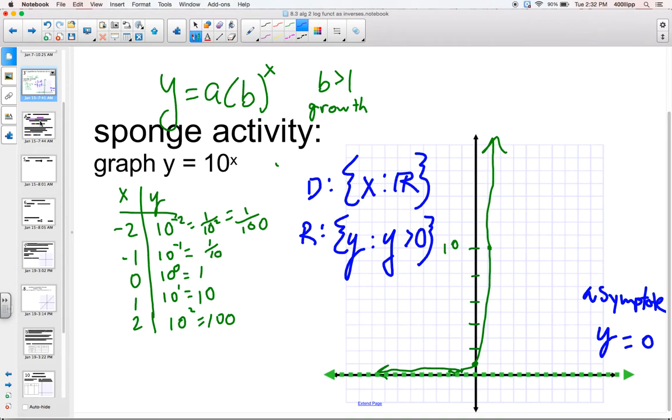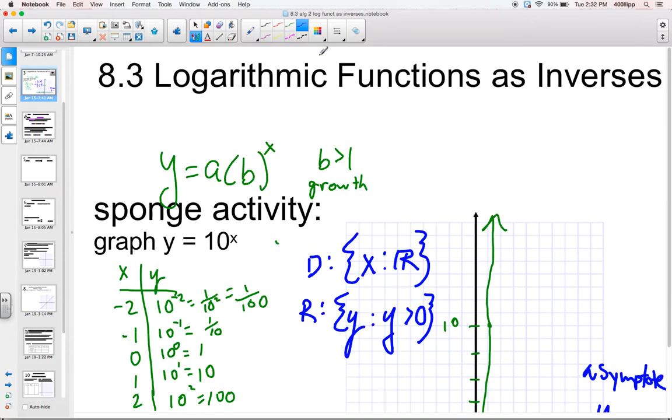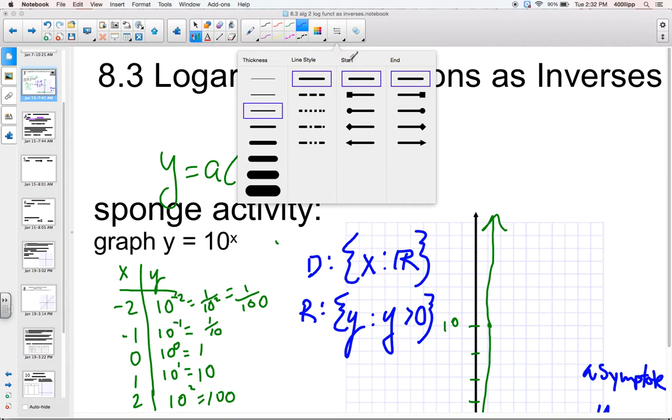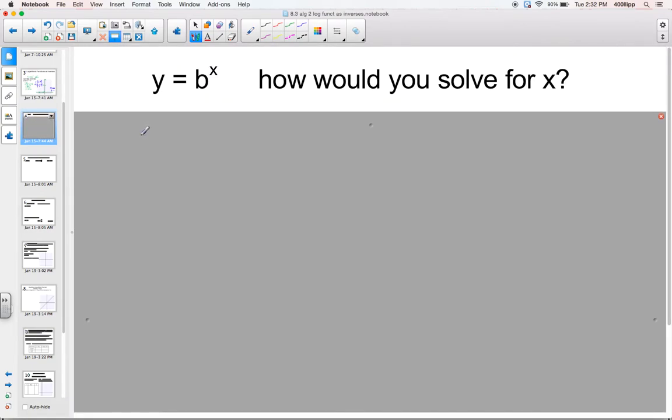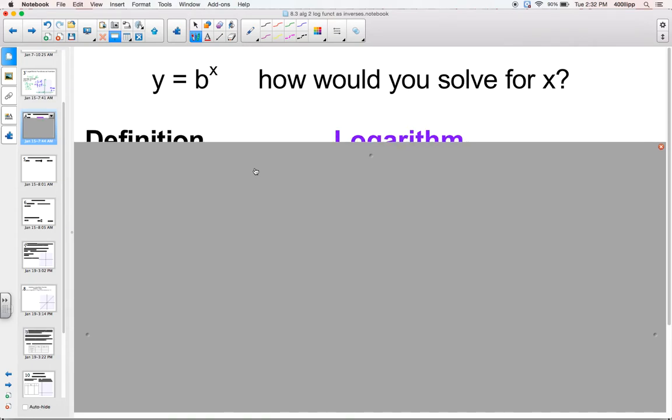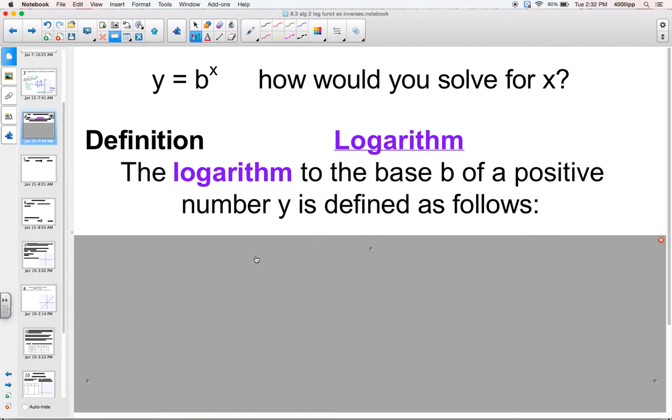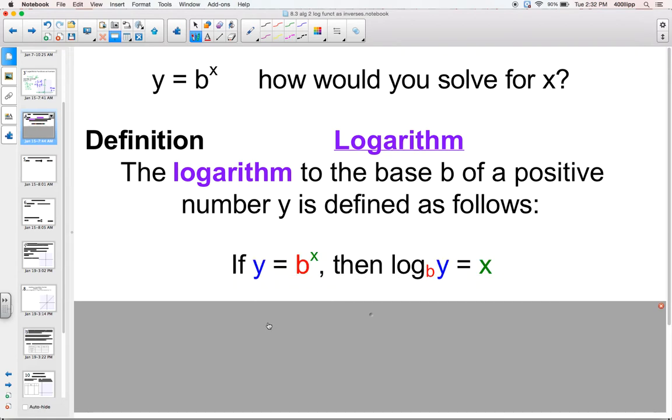Okay, let's get into some of the new stuff where we're looking at logs. If we have something where it's y equals b to the x, we want to know how to solve for x. Some of you might have seen that in previous problems where you had x as the exponent, and we need to solve that. What you're going to do is use a logarithm. The logarithm to the base of b of a positive number will be defined as follows.